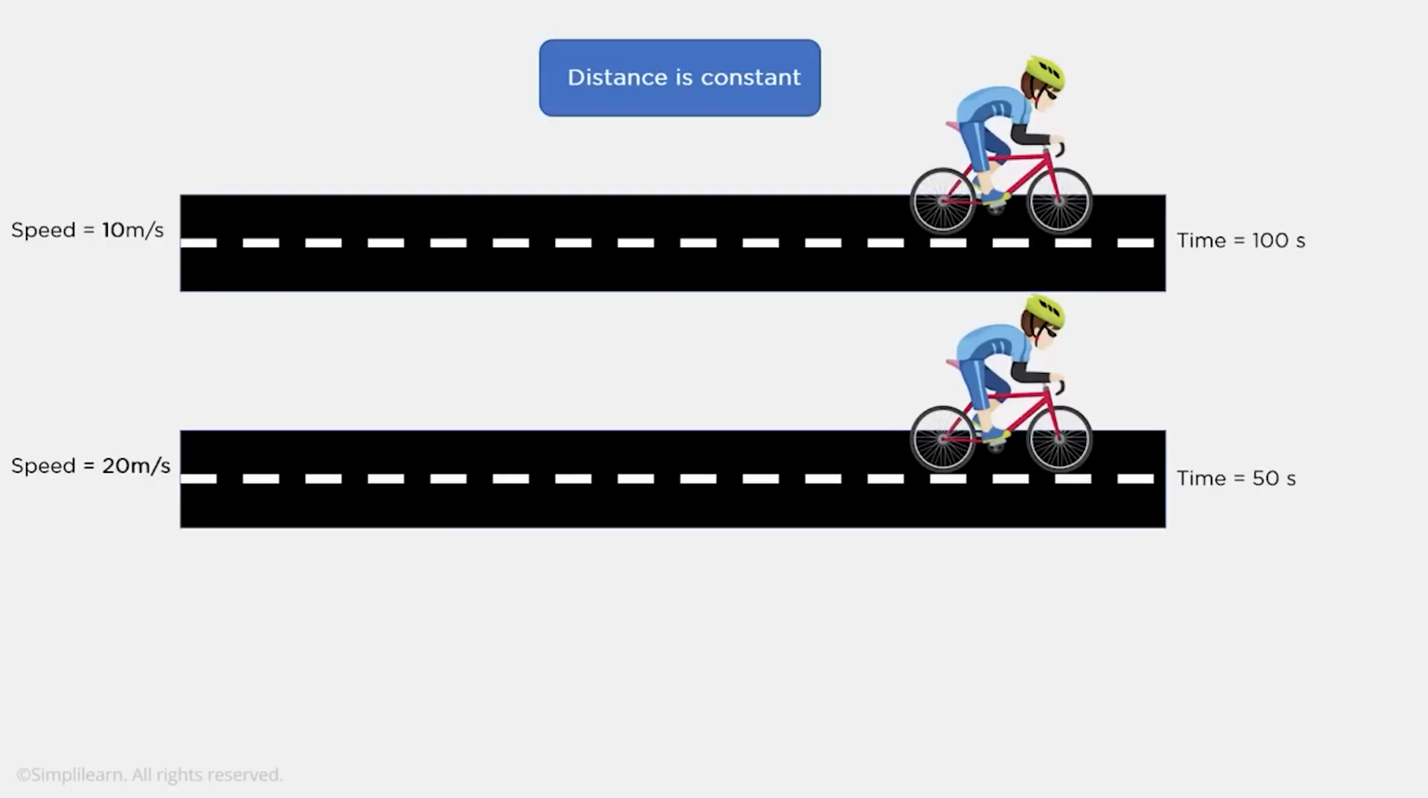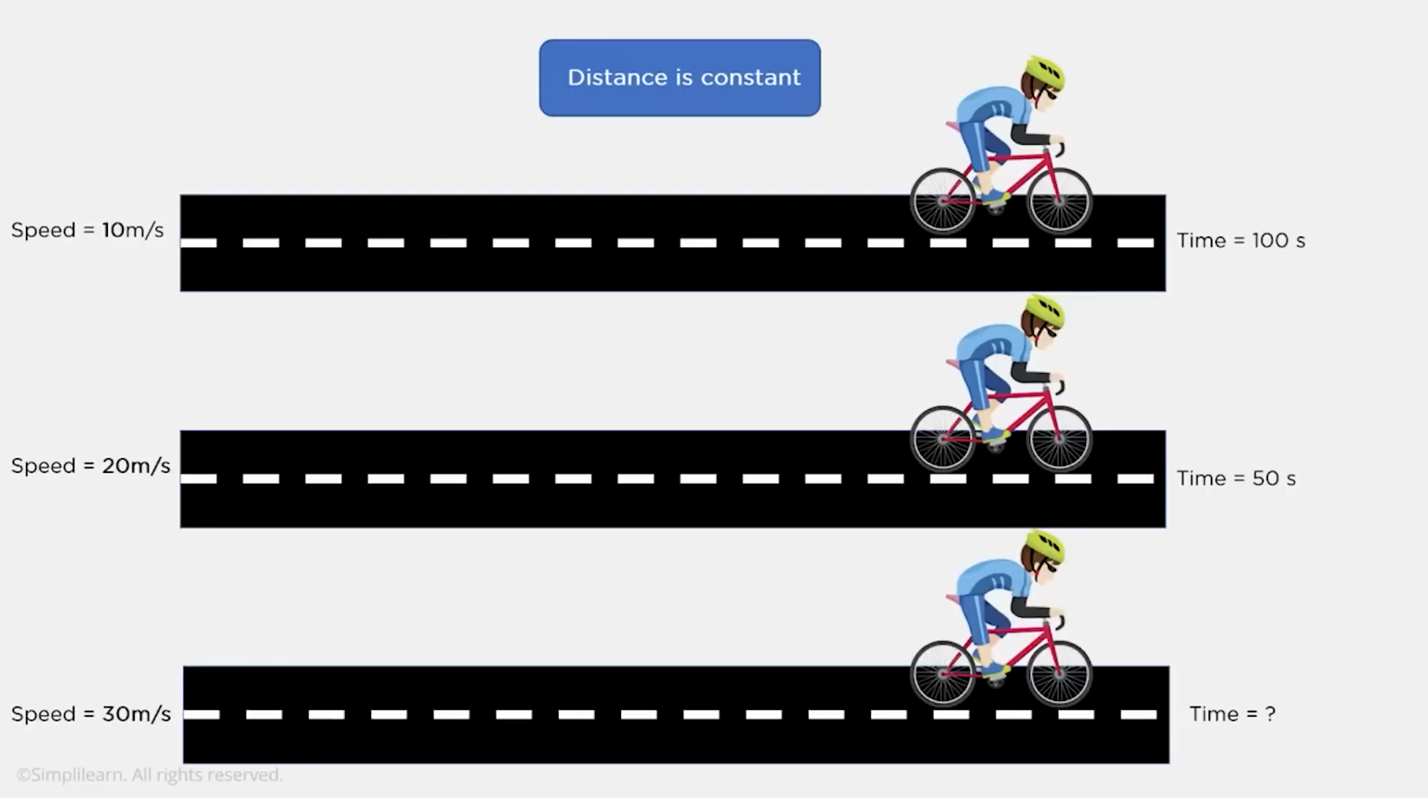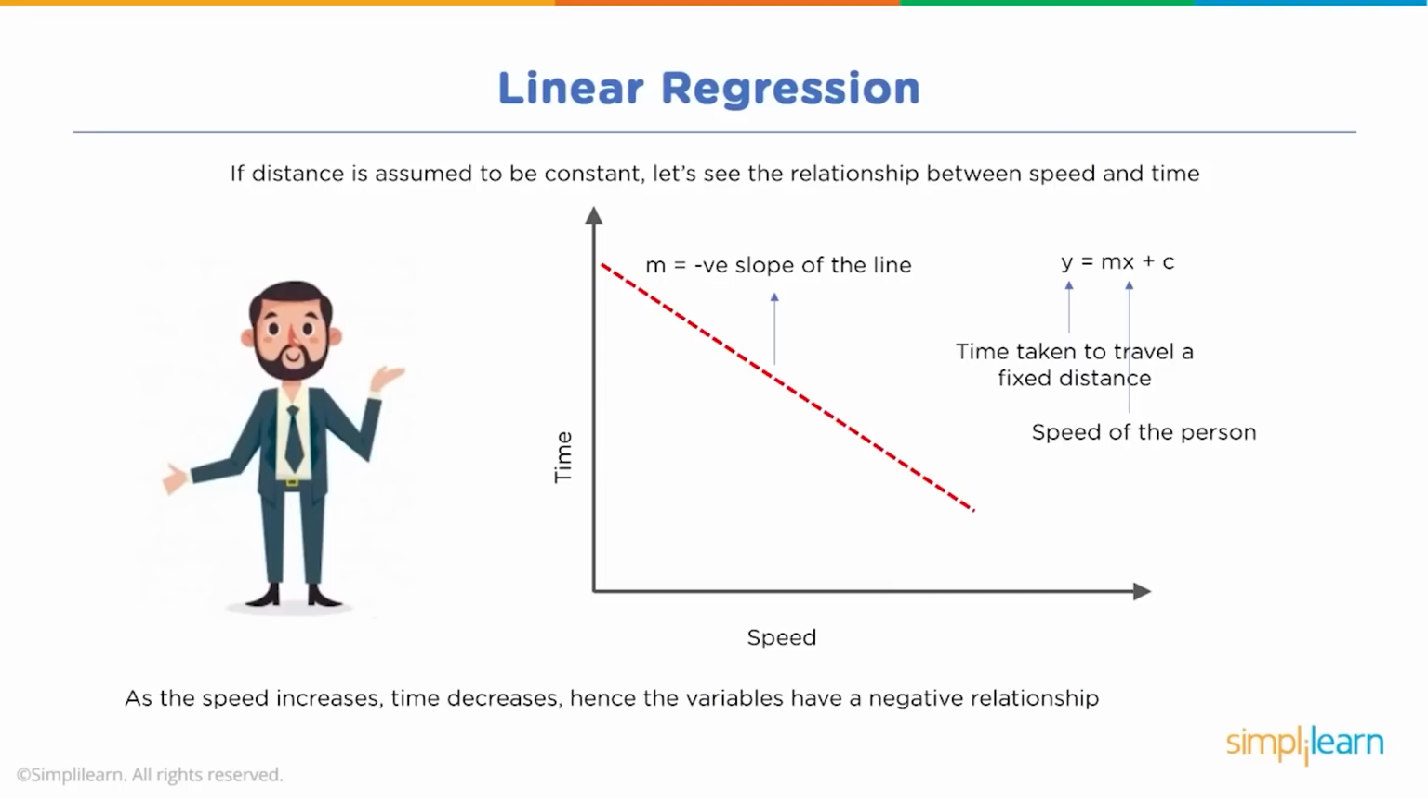Since he's going twice the speed, we can guess that he'll cover the distance in about half the time, 50 seconds. And of course you could probably guess on the third one, 100 divided by 30, since he's going 3 times the speed, you could easily guess that this is 33.333 seconds. When we put that into a linear regression model or a graph, if the distance is assumed to be constant, let's see the relationship between speed and time. And as speed goes up, the time to go that same distance goes down.